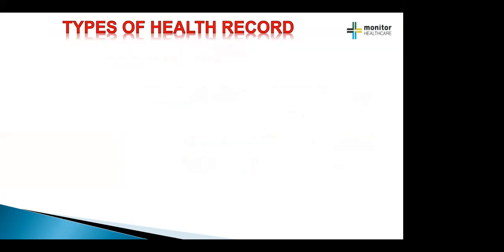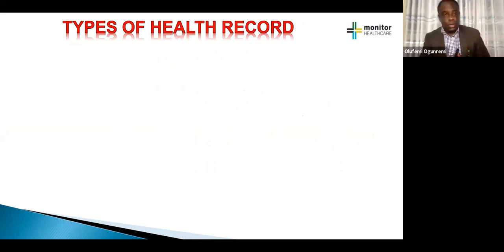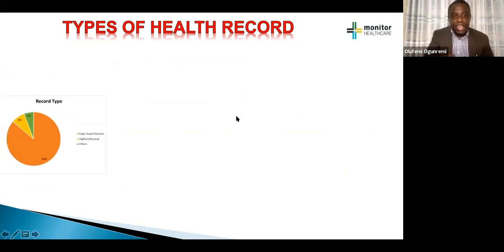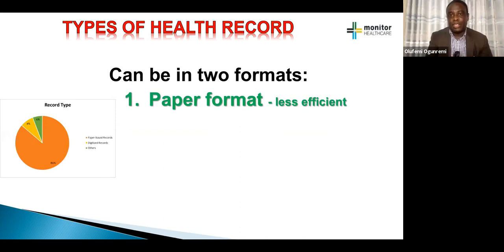Right. So what are the types of health records? During the course of this discussion, I've mentioned a couple. Sorry, my pointer isn't working today. I've talked about two formats of health records. I talked about the paper format, which is when you have the physical paper format.